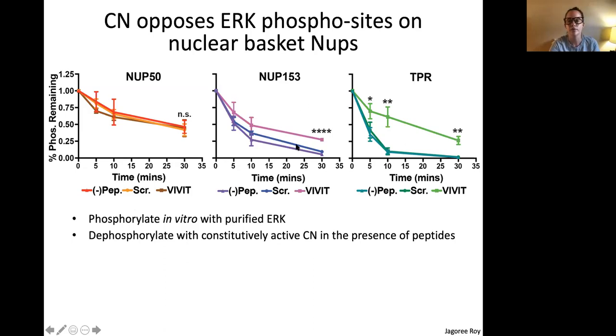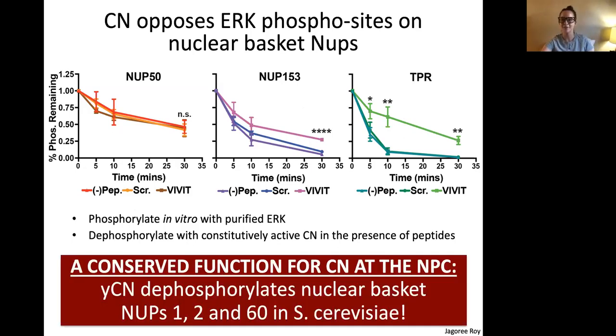So for Nup153 and TPR, what I hope you can appreciate is the lines with the squares on them. When you perform these dephosphorylation assays with that competitive VIVIT peptide present, you see a decrease in the rate and extent of dephosphorylation, really supporting the idea that these are PxIxIT-mediated specific dephosphorylation events by calcineurin. And again, more data that I don't have time to share today. Jaggery, who performed these assays, also did orthologous experiments on the budding yeast orthologs of all of these nucleoporins and found a conserved role for calcineurin in dephosphorylating these in a PxIxIT-dependent way, which is really exciting.